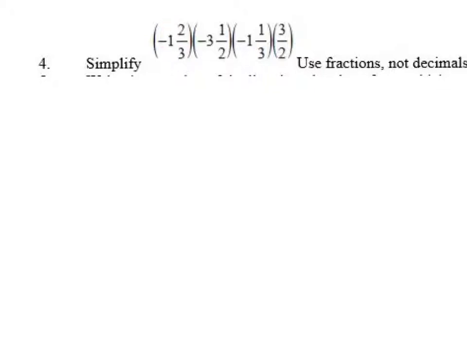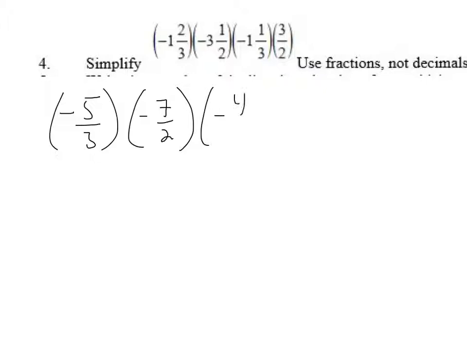And I'm going to use that. I know 1 is the same as 3 over 3, and the easy way we learn to do that is 1 times 3 plus 2. So that's negative 5/3 times, and I'll do the same thing with the next one. 2 times 3 is 6 plus 1 is 7. So negative 7/3, negative 7/2, sorry. The next one becomes negative 4/3, and the last one's already 3/2.